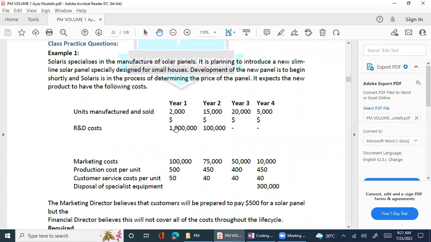Then research and development cost is incurred in the year 1 and 2. Then marketing cost is given. Production cost is given on per unit basis. So we will be multiplying this with the number of units. Customer services cost is also per unit, and there is some disposal cost in the 4th year. So this will be the total life cycle cost information.